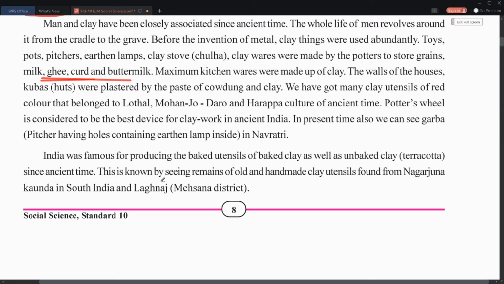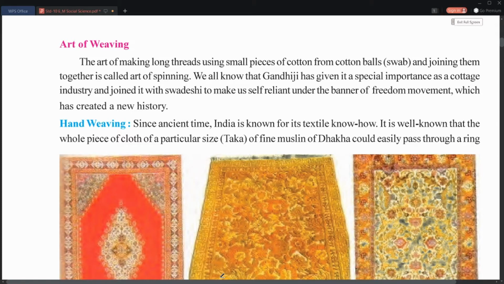This is known by seeing remains of old handmade clay utensils found from Nagarjuna Konda in South India and Lagnaj, Mehsana district. We can see the remains of all these handmade utensils even today in Nagarjuna Konda and South India. And we'll start from the art of weaving.